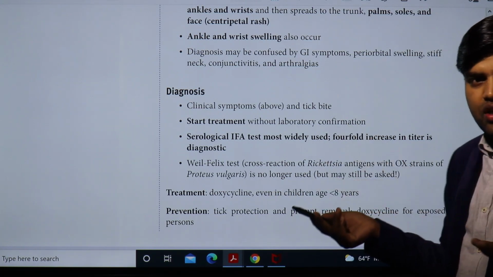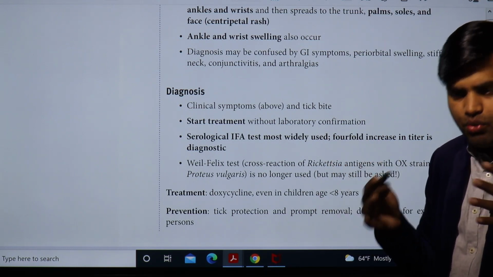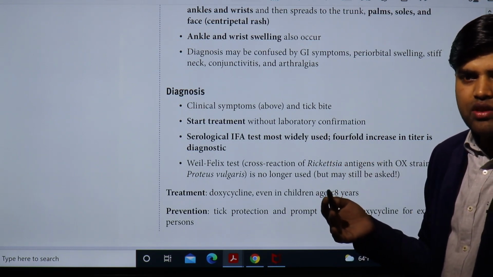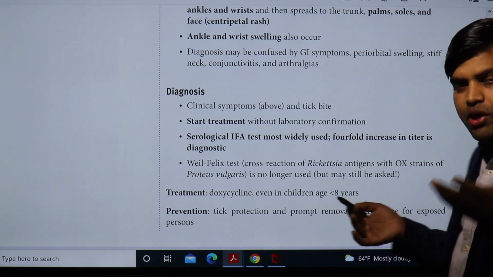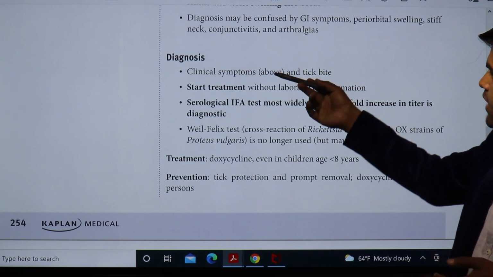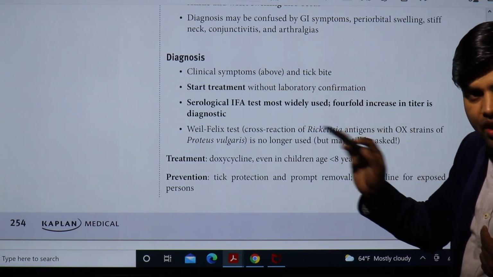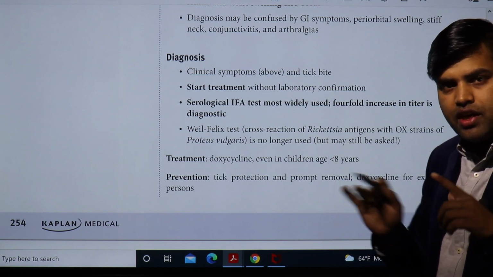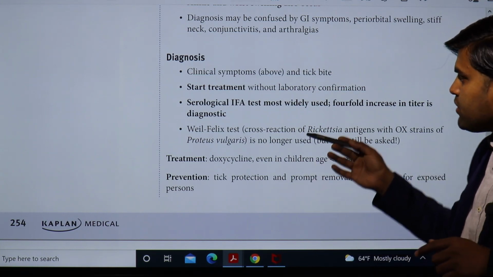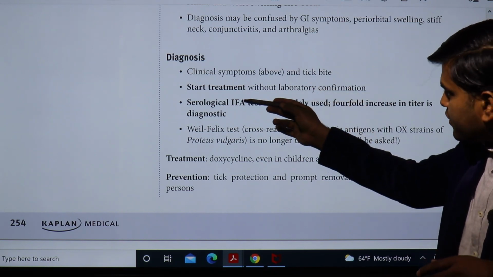In this, you will go for another way, like the Weil-Felix test, which is common. Usually we do not do the Weil-Felix test, but it is common in developing countries. We do it for the antibody titer. For the diagnosis, it will be the clinical symptoms plus tick bite. We can start the treatment without laboratory confirmation. So you start doxycycline. There is no need of laboratory confirmation if you have a high clinical suspicion and the patient has a history of tick bite.